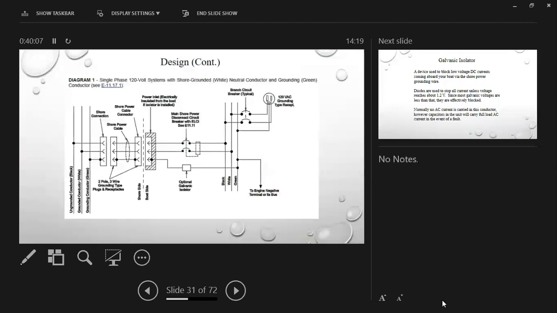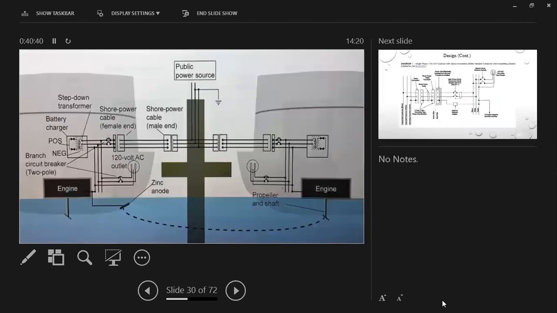So what do we do? From a design standpoint, how do we handle that? We break the metallic path in the shore power system, okay? By installing a galvanic isolator. ABYC does recommend any boat that has a shore power system has a galvanic isolator, or an isolation transformer will do the same thing. This breaks that metallic path.